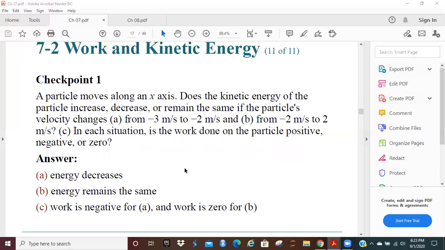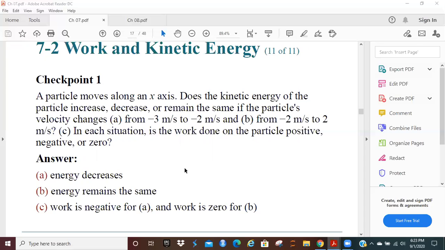Does the kinetic energy of the particle increase, decrease, or remain the same if the velocity changes from -3 meters per second to -2? Does our kinetic energy increase or does it decrease? It decreases. Okay, why is that the case? Because it's going down, so it's not having any energy adding in. That makes sense. Yeah, you're getting the idea there.